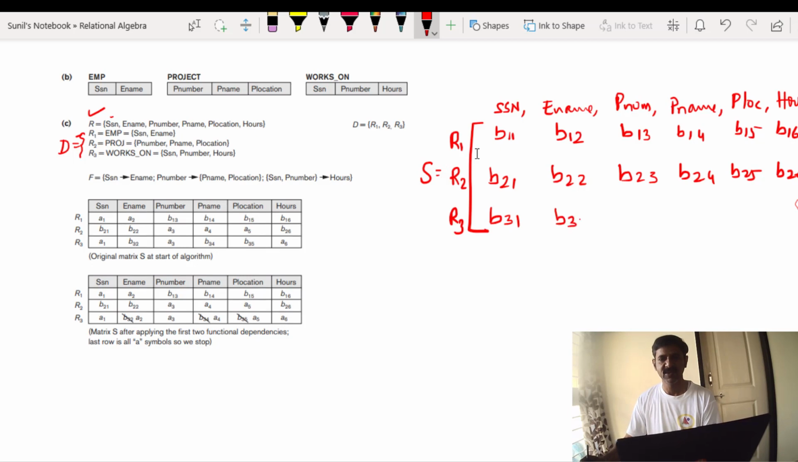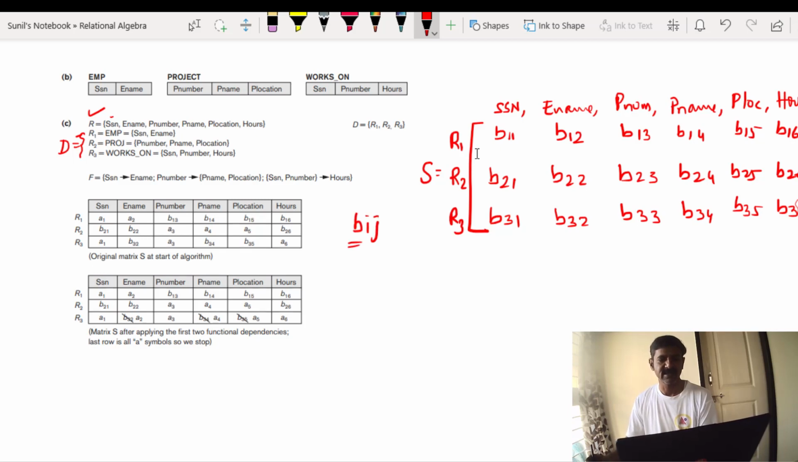B31, B32, B33, B34, B35, B36. Don't worry, if you practice a little bit, this will become automatic with you. You can quickly fill up all these things. So we are done with the first step of the algorithm. We have constructed a matrix S comprising of Bij's.